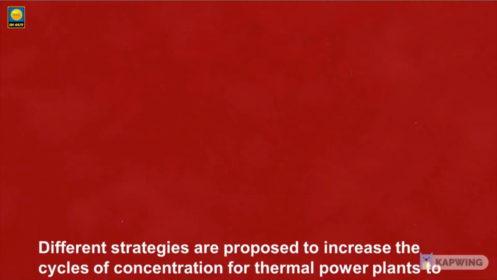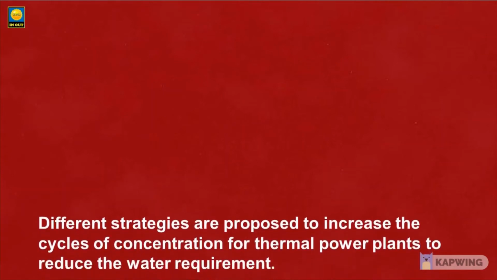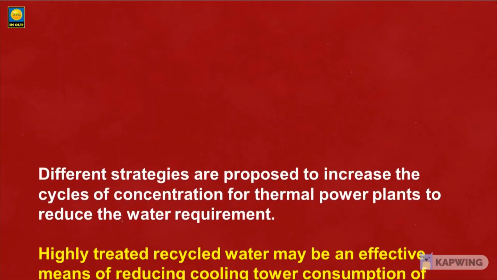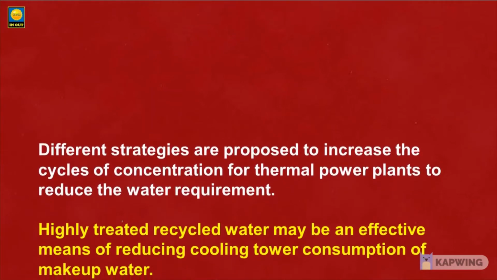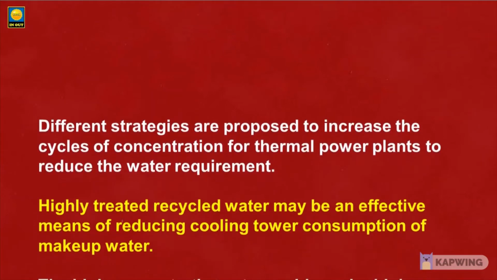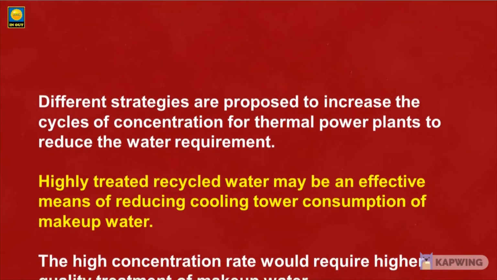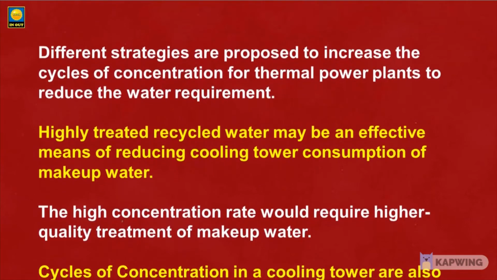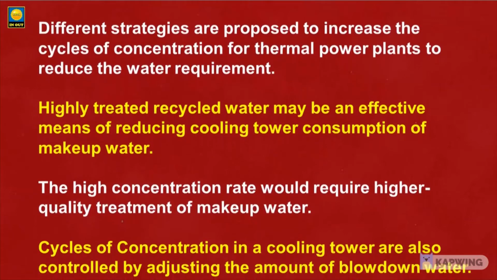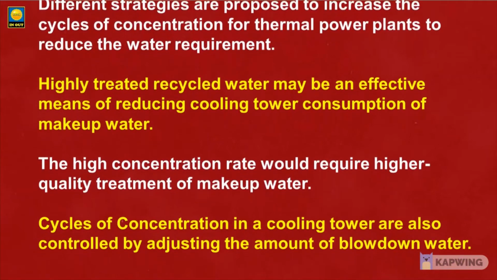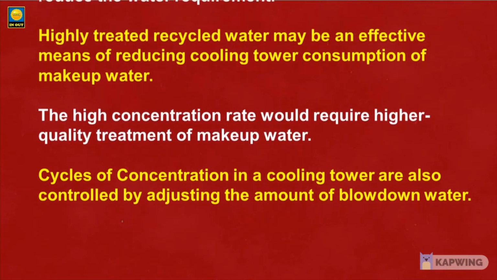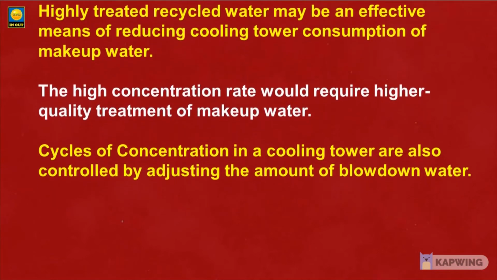Different strategies are proposed to increase the cycles of concentration for thermal power plants to reduce the water requirement. Highly treated recycled water may be an effective means of reducing cooling tower consumption of makeup water. The high concentration rate would require higher quality treatment of makeup water. Cycles of concentration in a cooling tower are also controlled by adjusting the amount of blowdown water.